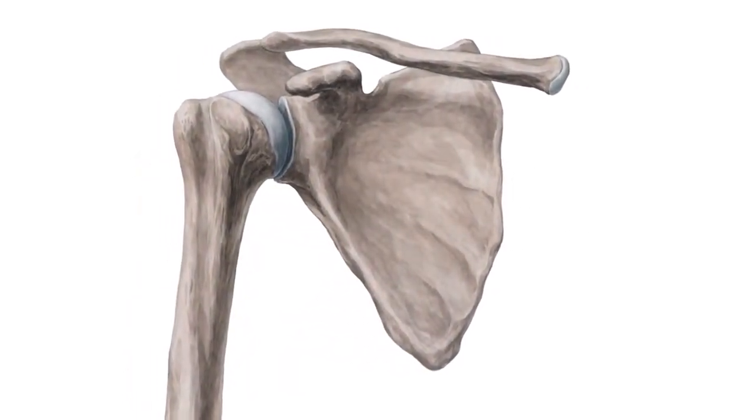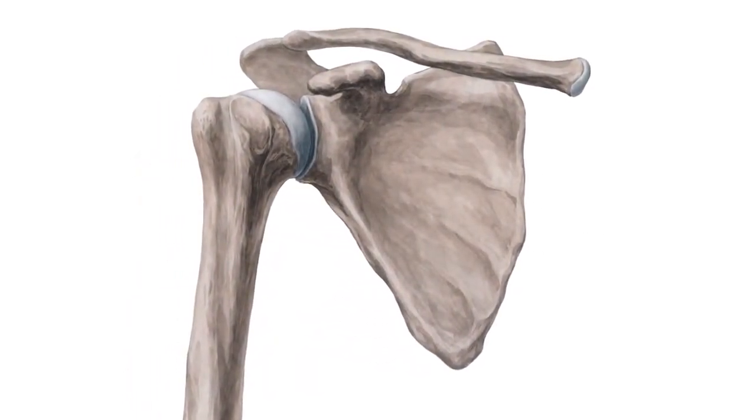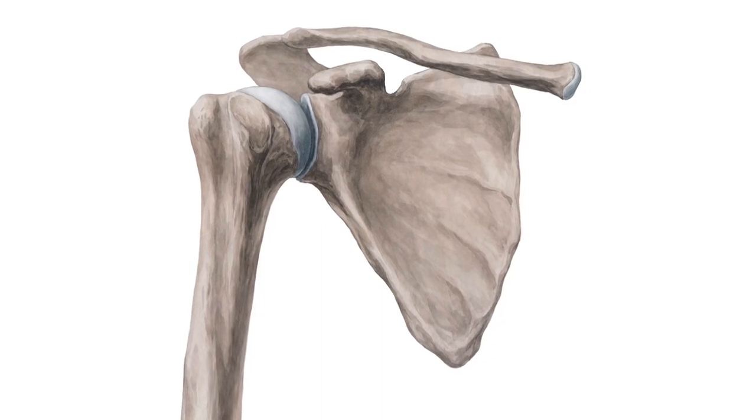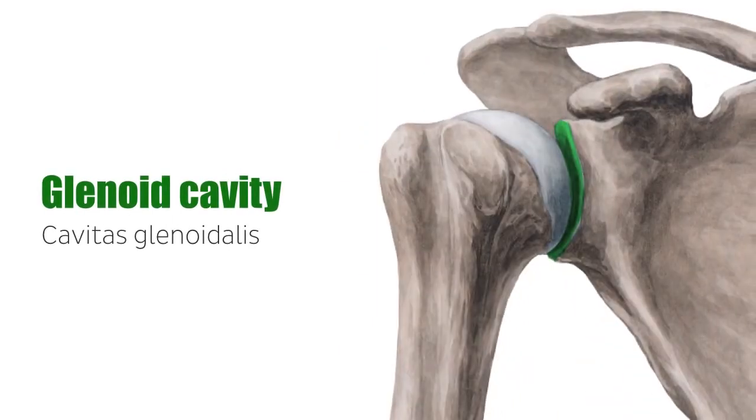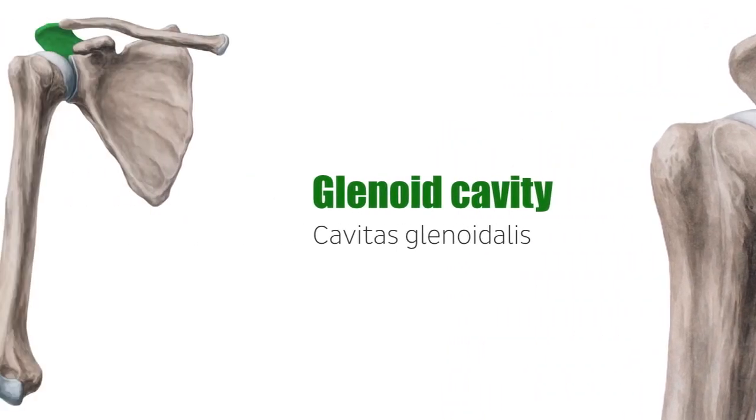The scapula, or shoulder blade, is a major bony component of the shoulder and functions to connect the upper extremity with the trunk of the body. The scapula articulates with two other bones, laterally with the humerus at the glenoid cavity, which is now seen here highlighted in green, and superiorly with the clavicle at the acromial process.